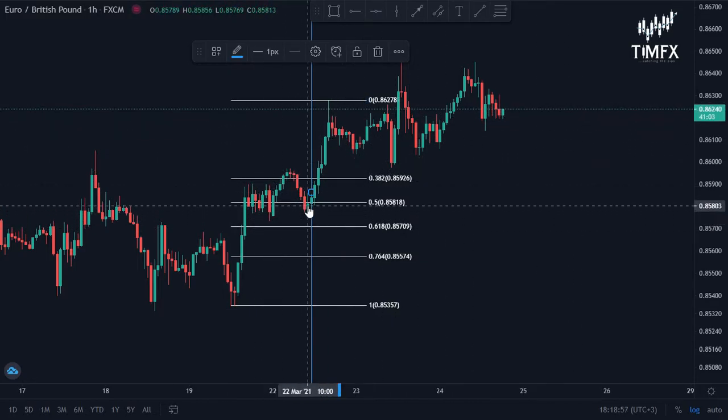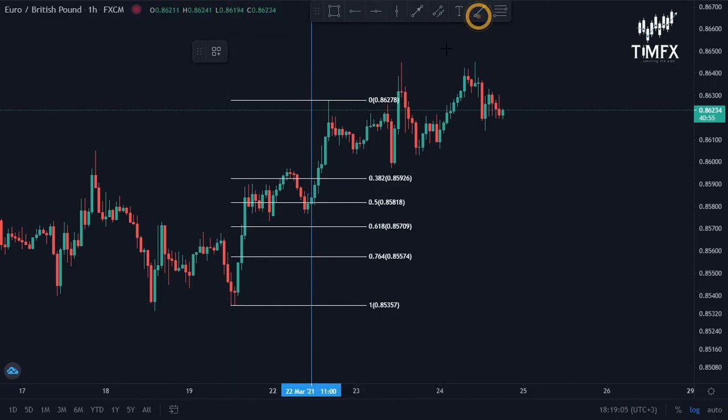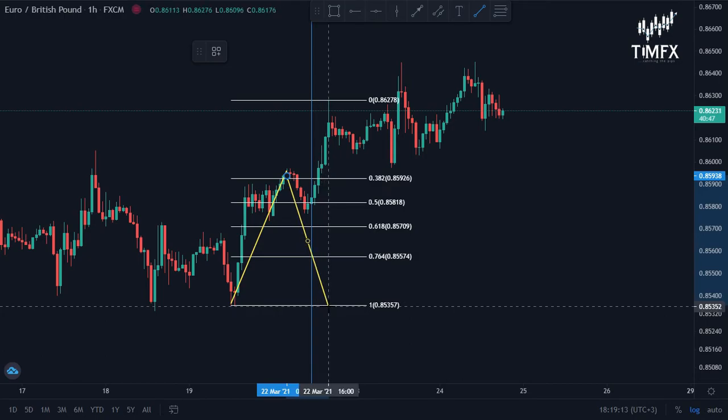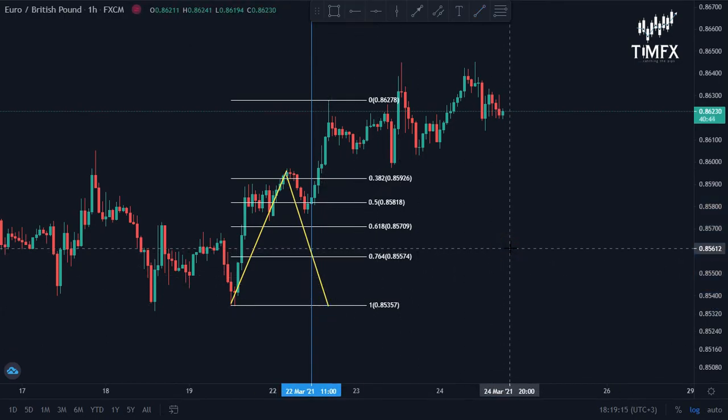So some people will see that since it came here, then it's going to come down. It's like a reversal pattern. So it's going to look something like this. It comes here, comes here, comes here, then comes down. That's what some people actually forecast.